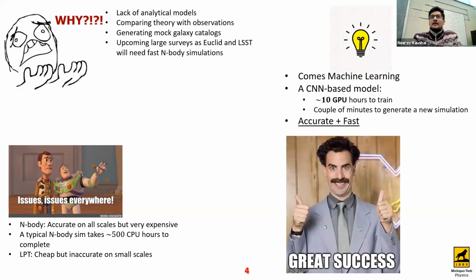Next comes machine learning. A typical machine learning based model takes roughly 10 GPU hours to train on the entire data and just a couple of minutes to generate a new simulation, which has the added benefit of being fast, which is a great success in the scientific domain.